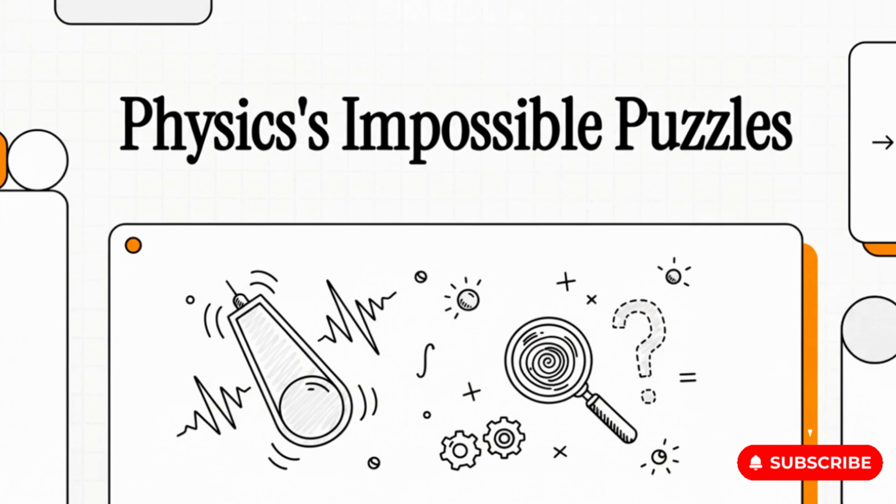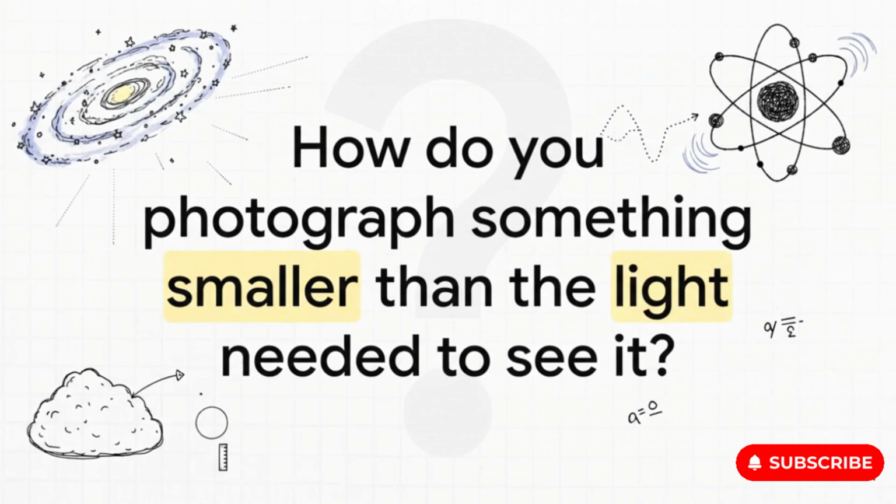All right, today we're going to dive into a couple of puzzles in physics that just seem, well, impossible. They're the kind of problems that really mess with your intuition about how the world is supposed to work. So first up, think about this. How do you take a picture of a single atom? I mean, we can get these incredible images of galaxies billions of light years away, but taking a snapshot of something right here, something so tiny, it's a whole other challenge. How on earth do you do that?